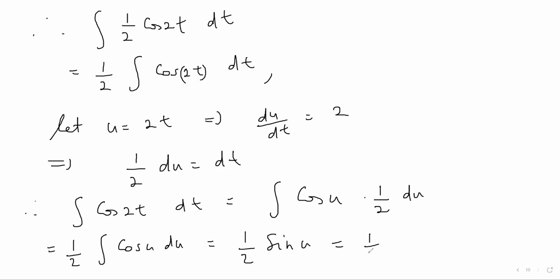This is the same thing as 1/2 multiplied by sine of, now we said u is 2t, so this is sine of 2t. You can put a bracket here to show that it's sine of 2t, so we don't confuse it with multiplication. So that's what it is. But then that's the integral of cos 2t with respect to t, and we have to multiply by the half outside.